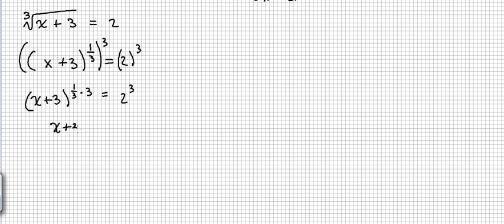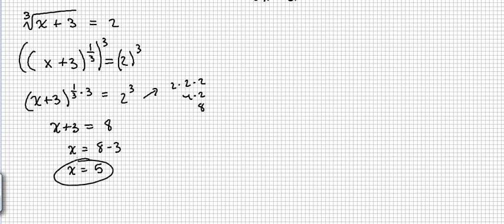So x plus 3 is equal to 2 cubed, which is 8. That's, if you wanted to think about that, 2 times 2 times 2, which is 4 times 2, which is 8. X equals 8 minus 3. X is equal to 5. And there is your final solution here.